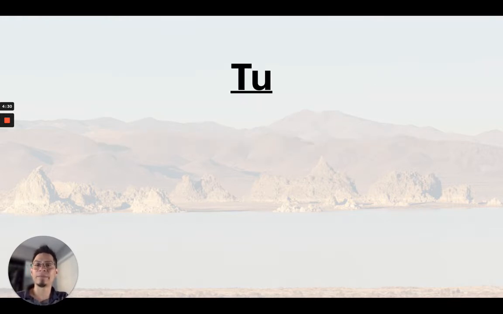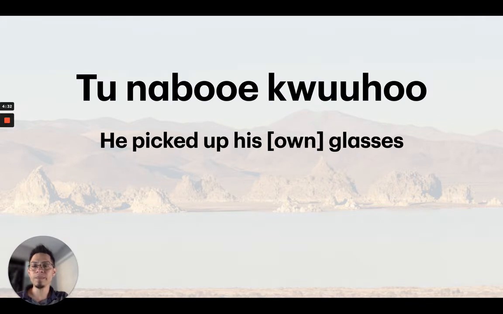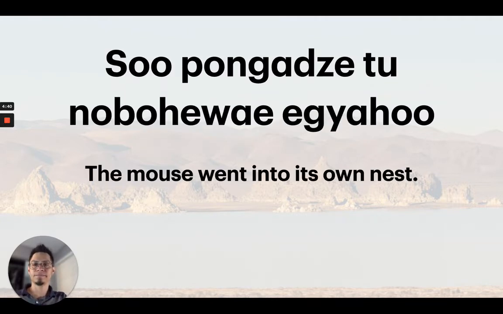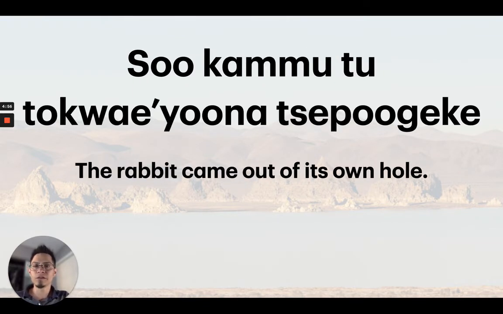Now let's look at more examples of t. Tnabui. He picked up his glasses or his own glasses. Supungadzi tnobohiwe ikyahu. The mouse went into its own nest. Again, tnobohiwe, its own nest. Surame titokwe yunatsipugik. The rabbit came out of its own nest or hole. Remember, t is its own.